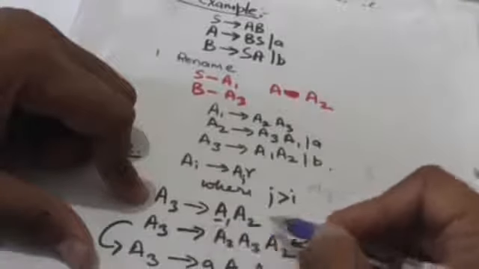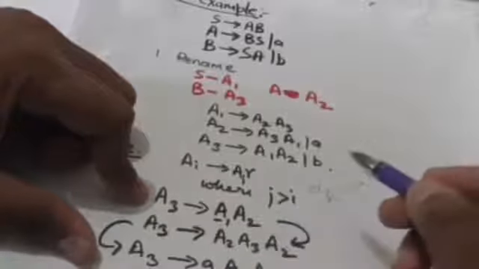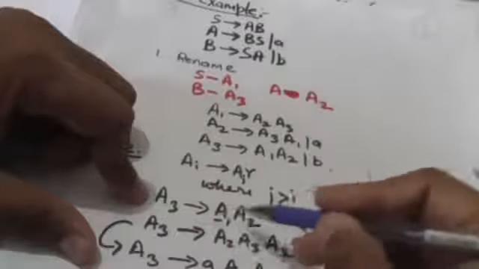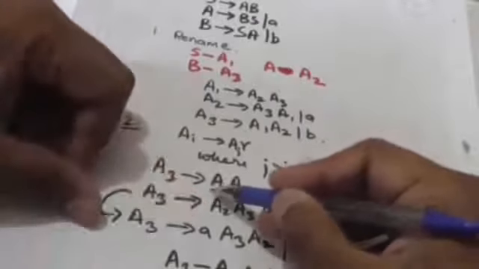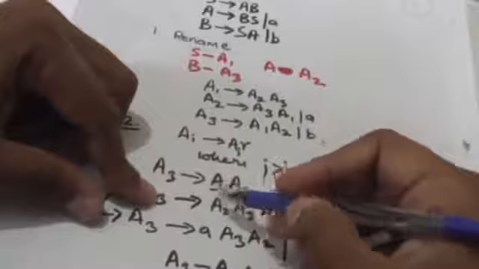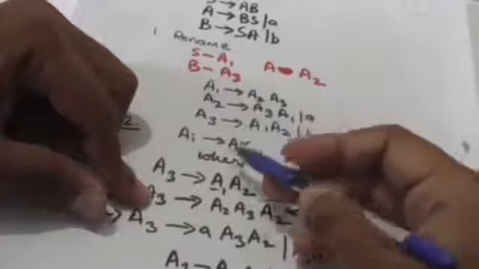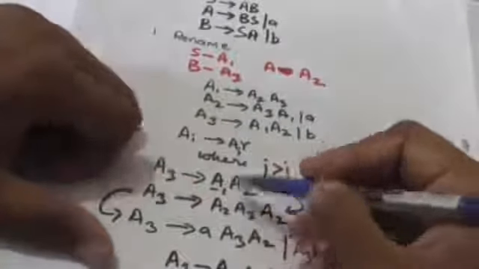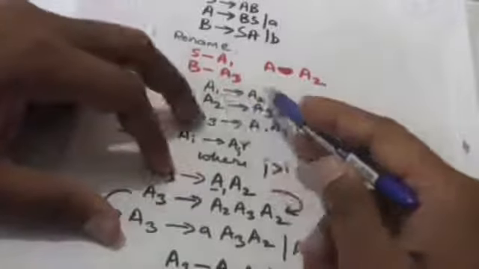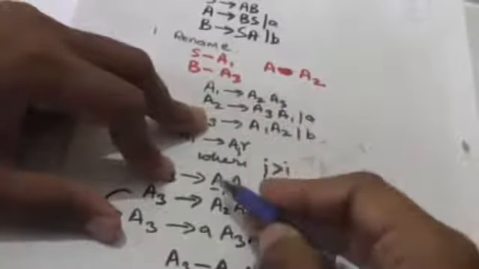It is not satisfying the condition. So here we will use substitution rule. We will replace this production by the productions which are obtained by replacing this variable A1 by the string which appears on the right hand side of the production of the variable A1, right? So A1 will be replaced by A2, A3.